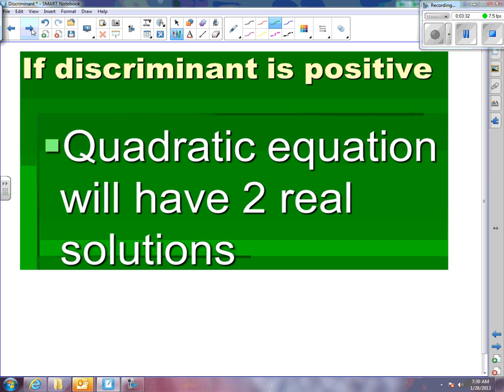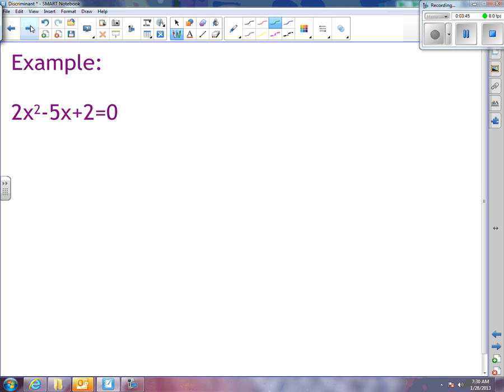So if the discriminant is positive, that means that you have two real solutions. This is mostly what we dealt with in the last unit, when we had two solutions to the answer, when we got a positive number under the radical. So let's try an example of that. So let's once again identify our a, our b, and our c. And let's find the discriminant.